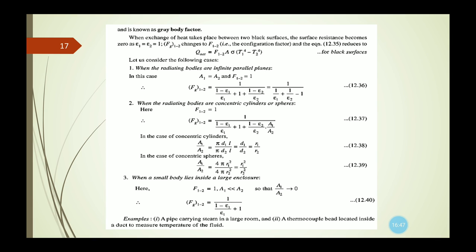The third case is when a small body lies inside a large enclosure. In that case F12, the configuration factor, equals 1. And as the body is very small, A1 is much smaller than A2, so A1 by A2 tends to 0. That means the gray body factor for a small body inside a large enclosure will be 1 by (1/epsilon 1). So these are the values of the gray body factor for the three different cases: infinite parallel planes, concentric cylinder or sphere, and a small body inside a large enclosure. Examples may be a pipe carrying steam in a large room, and a thermocouple bead located inside a duct to measure temperatures of the fluid in this radiant heat exchange.